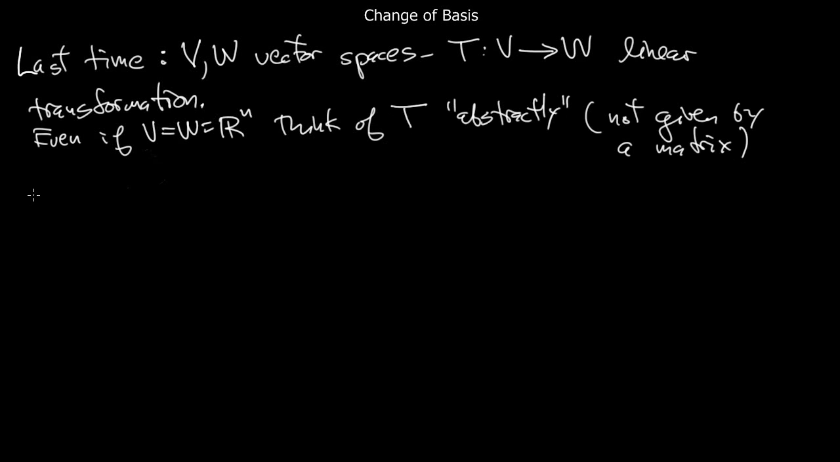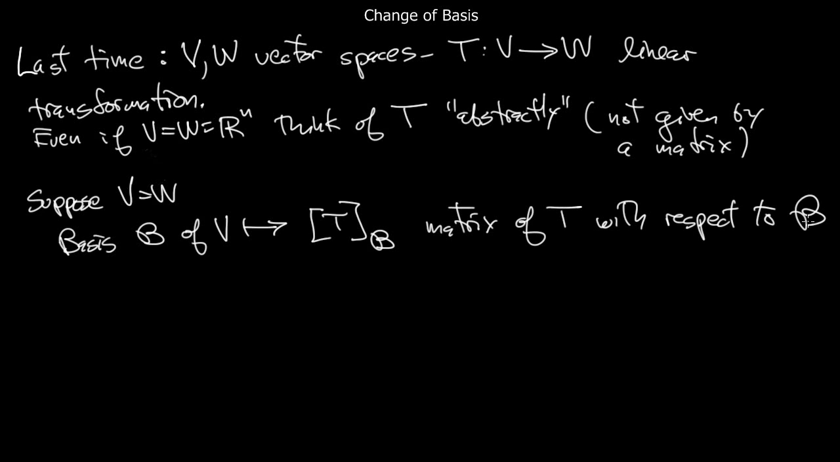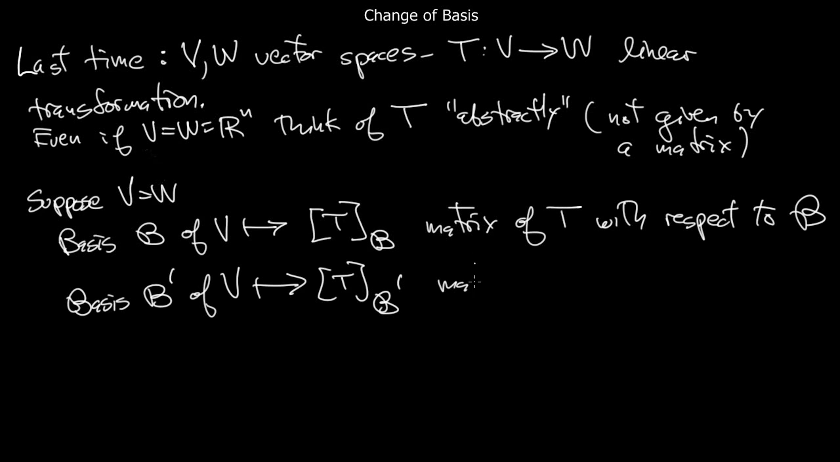The point being that if you have a linear transformation, let's just talk about the case V equals W. That's the most common one. So you take a basis of V, and once you have a basis of V, then you can get a matrix. The matrix of this linear transformation with respect to the basis. If you chose a different basis, well, you'd get a matrix. And I'll write that as B prime. That's the matrix of T with respect to B prime.